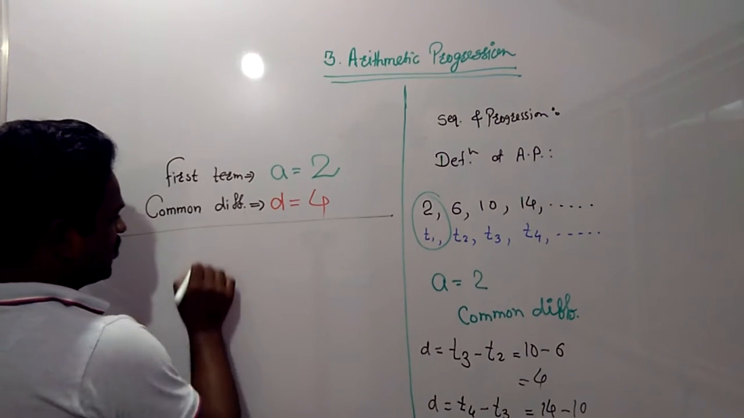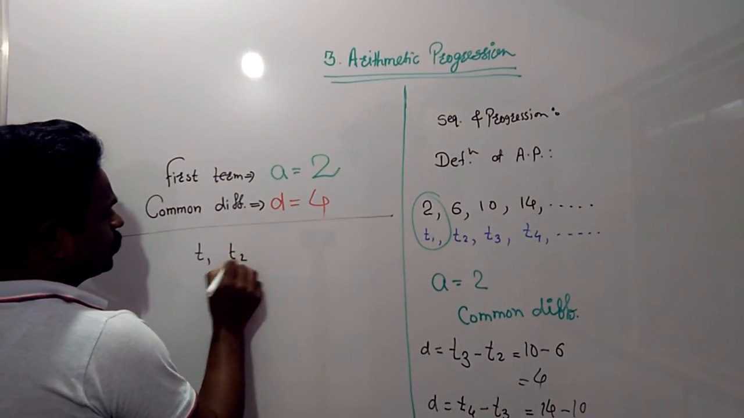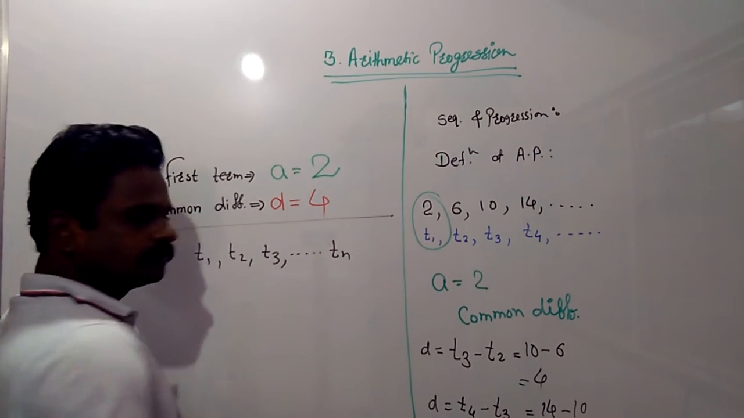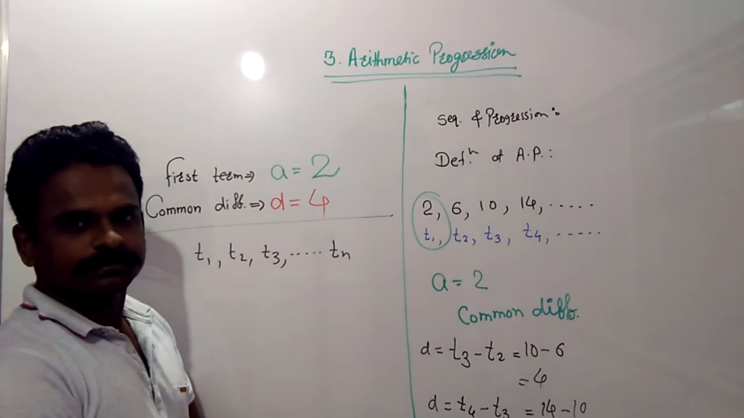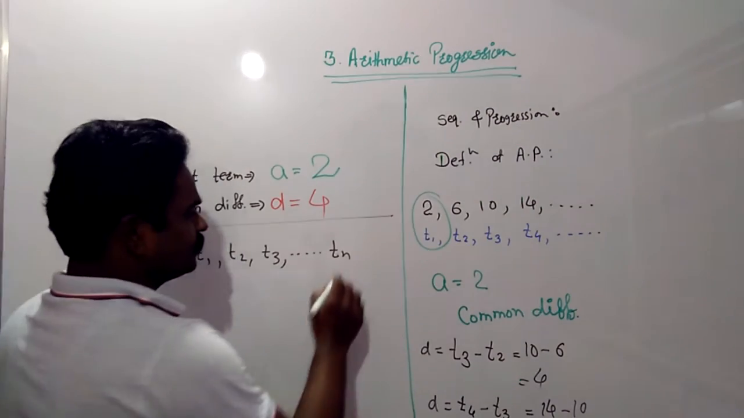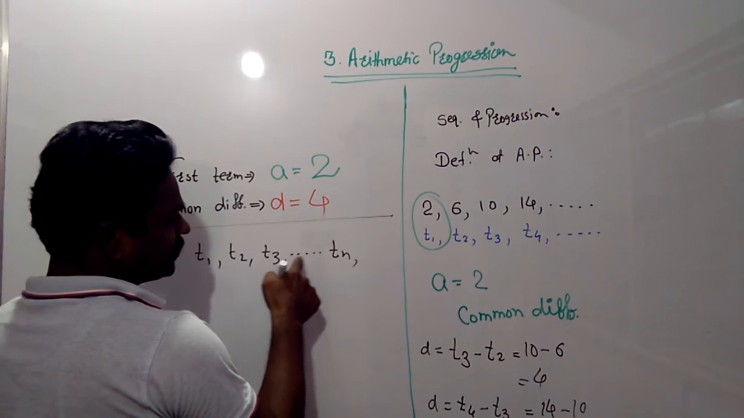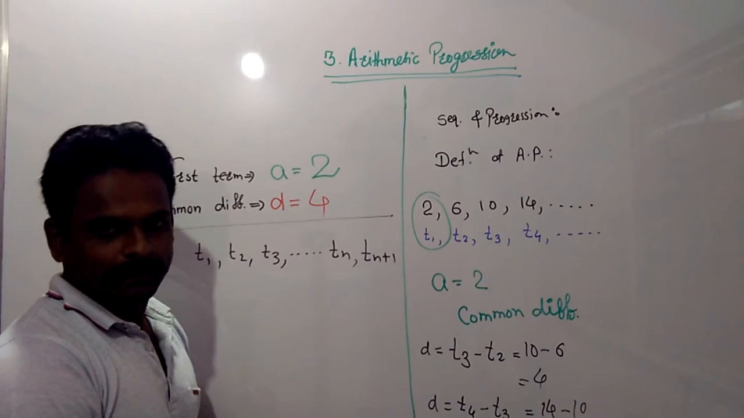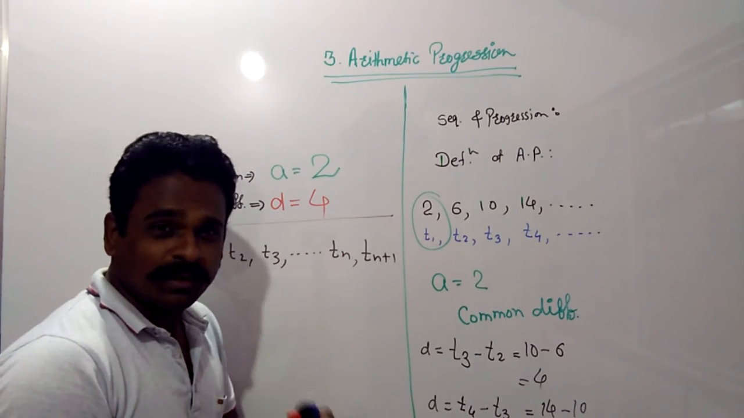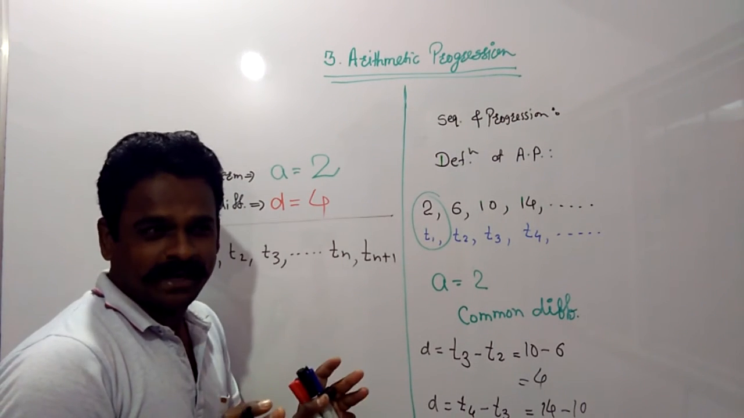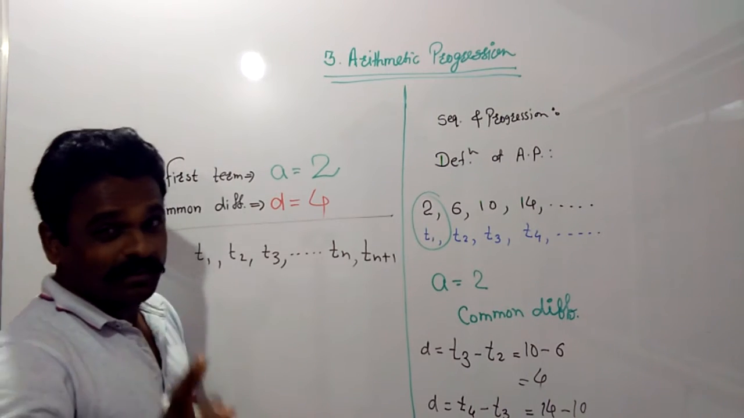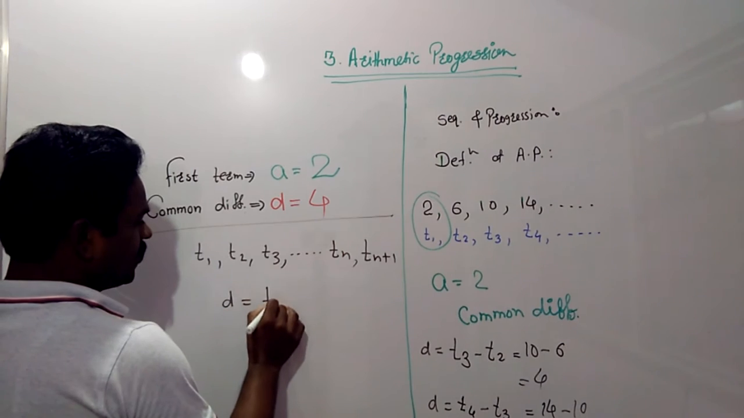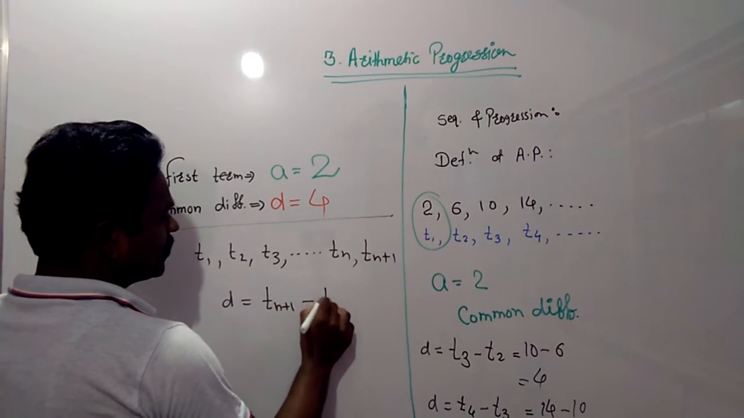Let's say your sequence is like this: T1, T2, T3 and so on up to Tn. What will be the next term? T1, T2, T3 and so on up to Tn, and this is Tn plus 1. So the general formula for finding the common difference is that common difference D is equal to Tn plus 1 minus Tn.